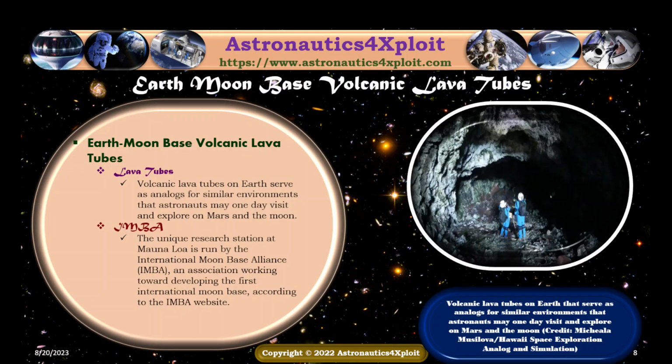Arc-based volcanic lava tubes on Earth serve as analogs for similar environments that astronauts may one day visit and explore on Mars and the Moon. The unique research station is run by the International Moon-Based Alliance, an association working towards developing the first international moon base, according to the IMBA website. The picture here shows volcanic lava tubes on Earth that serve as analogs for similar environments that astronauts may one day visit and explore on Mars and the Moon.